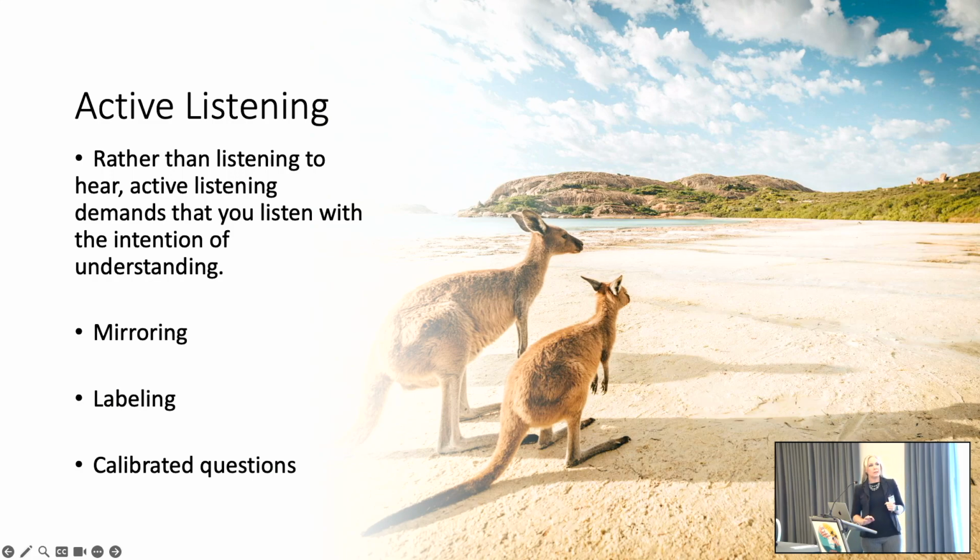Active listening. Yes, there's kangaroos. The mum's talking to the baby. Anyone know what a baby kangaroo is? Joey, nice.